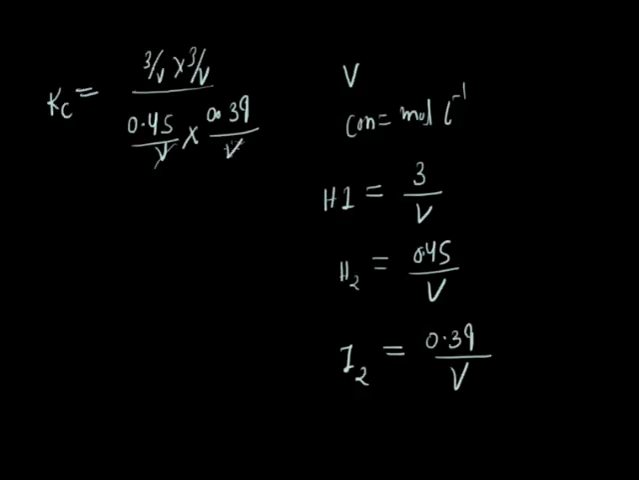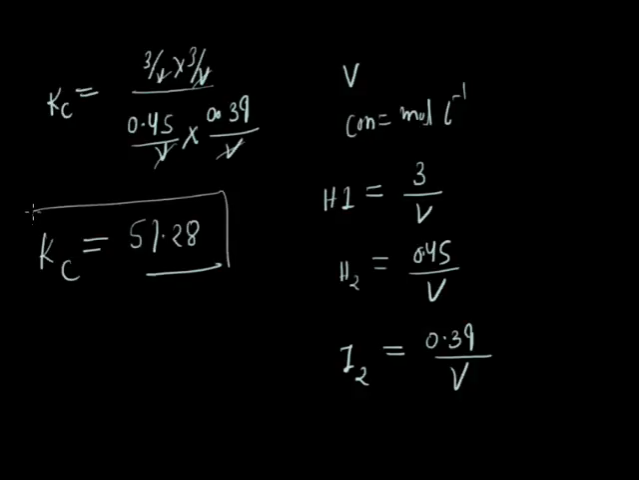Now by cancelling out V and V and solving the equation, we get Kc equals 51.28. So this is the answer for this reaction, meaning the equilibrium constant for this reaction is 51.28.